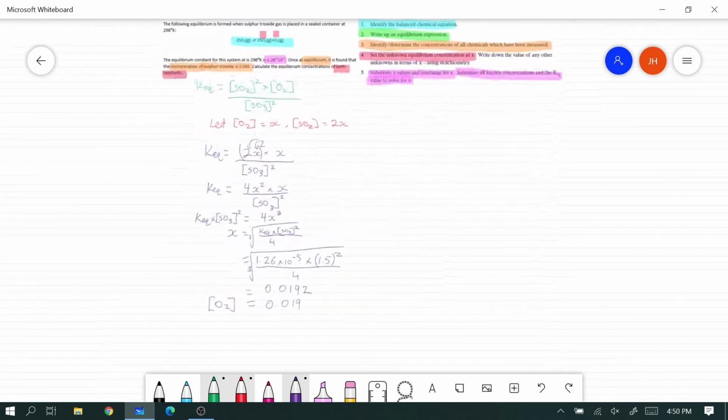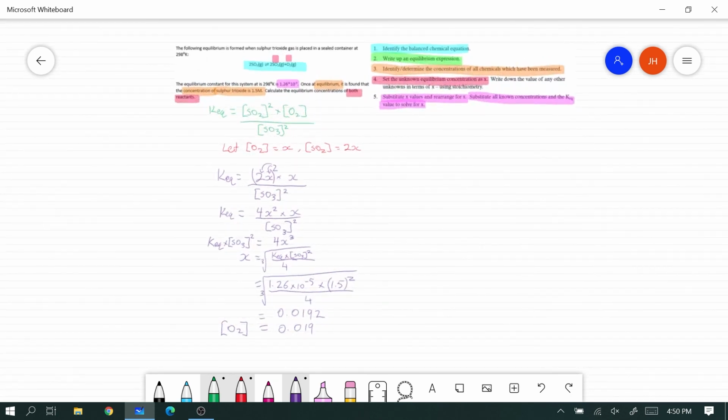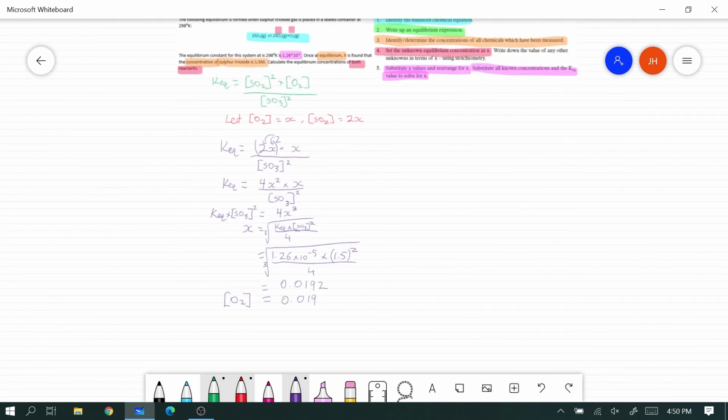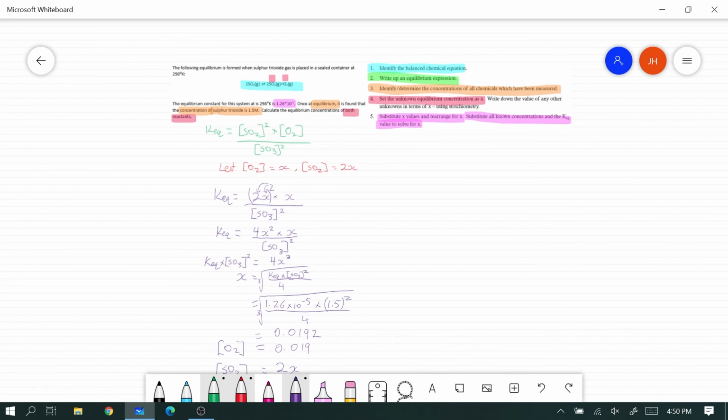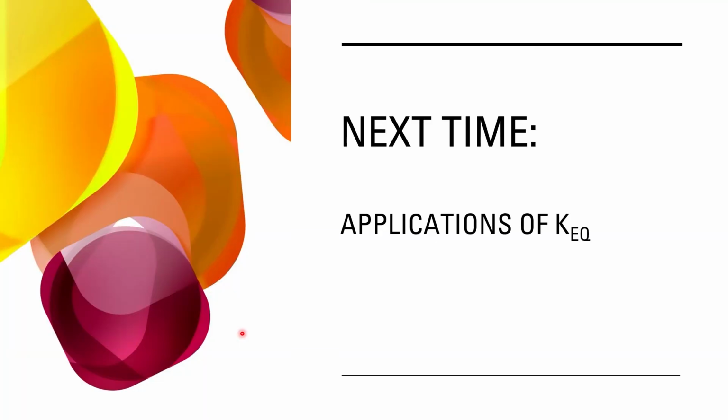And we also know that the concentration of the sulfur dioxide should be double that. So if the concentration of SO2 is equal to 2X, then that will be equal to 2 times 0.019. So I'll multiply that by 2. And I end up with 0.038. And there we go. We've gone through a process to find the concentrations at equilibrium for a particular equilibrium system, given that we know its KEQ value.